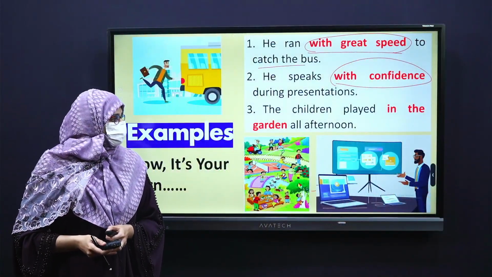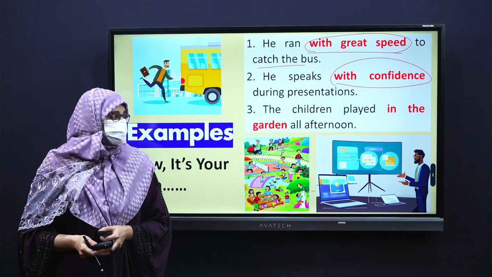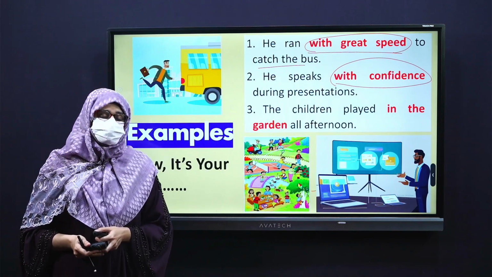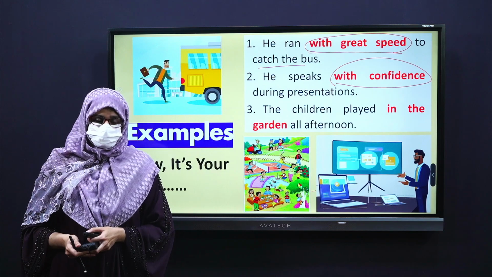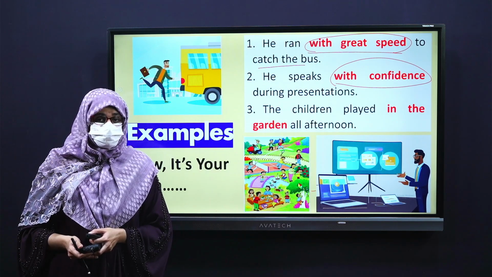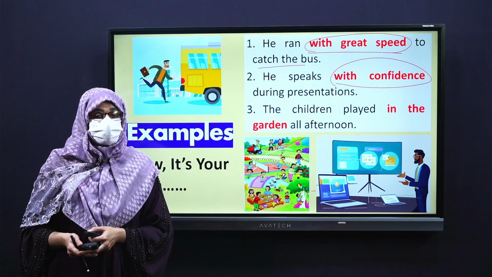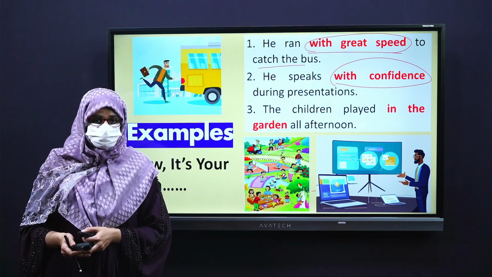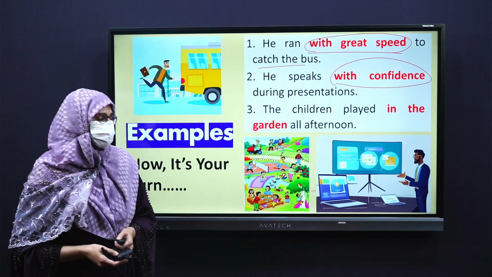In the next example we can see the children played in the garden all afternoon. बच्चे कहां पर खेल रहे थे? Where did the children play? In the garden. तो in the garden क्या है? Adverbial phrase.